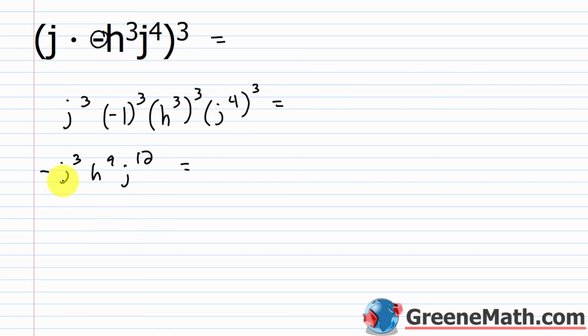Now I can further simplify this because I have j and I have j. So if I'm multiplying here, same base, add the exponents. So negative, we're going to have j, 3 plus 12 is 15. So j to the 15th, and then h to the 9th. So again, negative j to the 15th, h to the 9th.